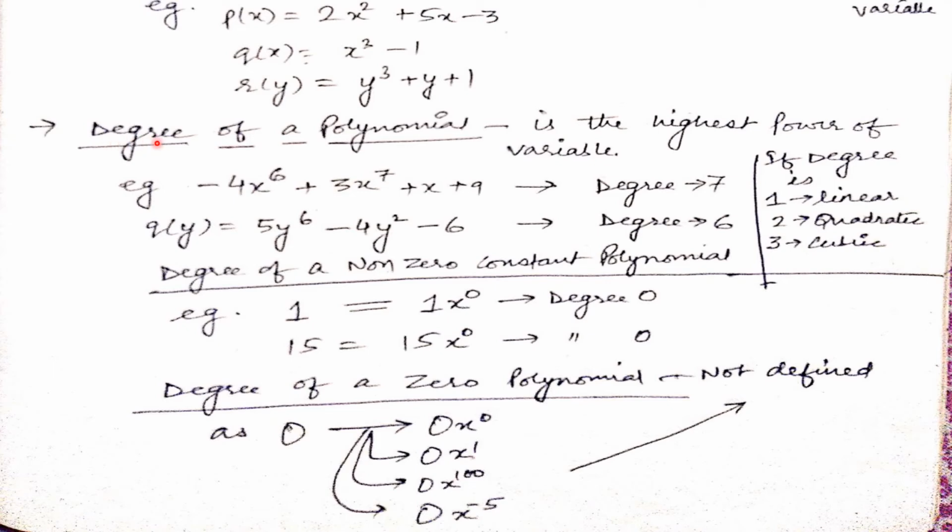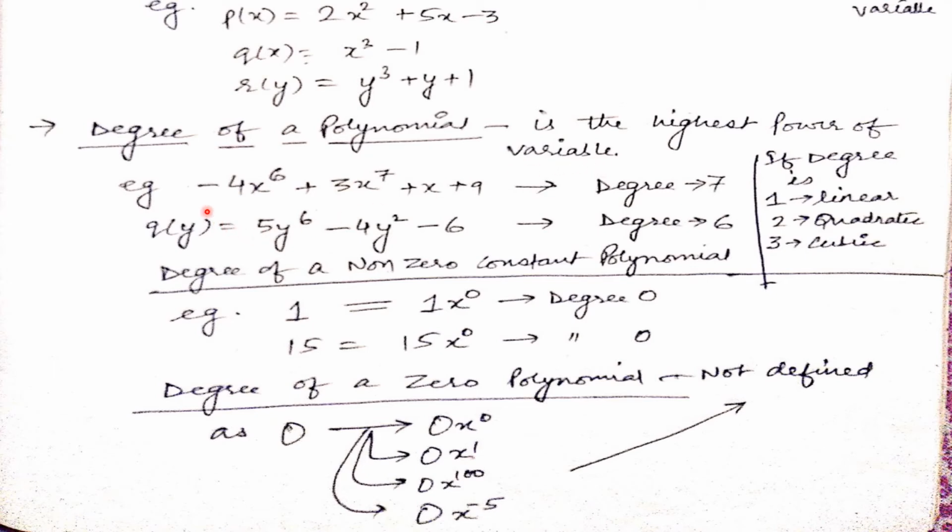Now the next important thing about polynomials is their degree. What is the degree of a polynomial? The degree of a polynomial is the highest power of the variable. Suppose there are 3-4 terms, suppose all are x, so you will see which x has the maximum power. That power of that x will be your degree.